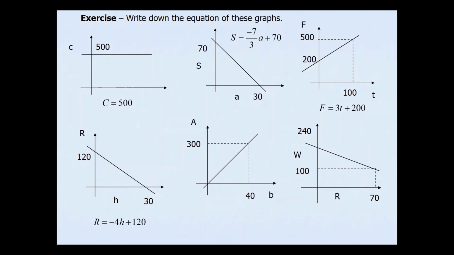Likewise, you can do these ones. -4h plus 120 is equal to r. This one is a, so a is equal to 7.5b because the y-intercept value here is 0. So it's plus 0, which means nothing. And the last one is w is equal to -2r, with a sloping downwards line, plus 240, and 240 is the y-intercept. So that 240 is here.